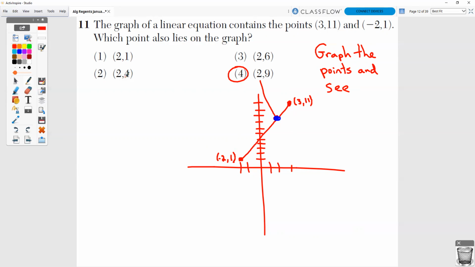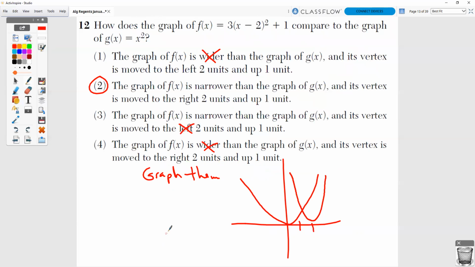And now just take a look at the points that they give you. (2, 1): over to 2, up to 1. Is that point on the line? No. (2, 4), is this point on the line? No. (2, 6), is this point on the line? No. Is (2, 9) on the line? Yes, it is.